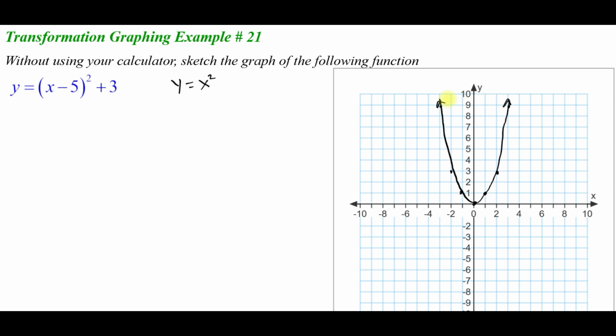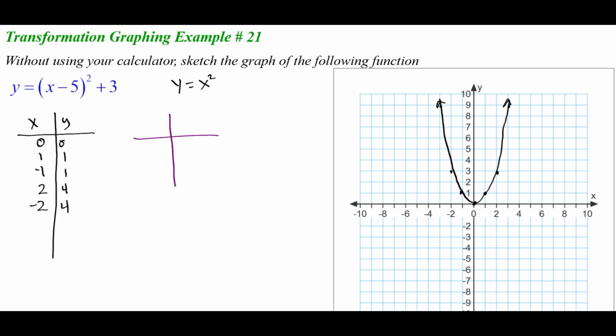So we've got our basic graph there. You don't necessarily have to draw the basic function, but I think for a lot of people it helps. Also, some people like to kind of just jot down the t-chart. So we had the points (0, 0), (1, 1), (-1, 1), (2, 4), (-2, 4). So it just gives you a little bit of frame of reference. Then we're going to think about what's happening to this graph.